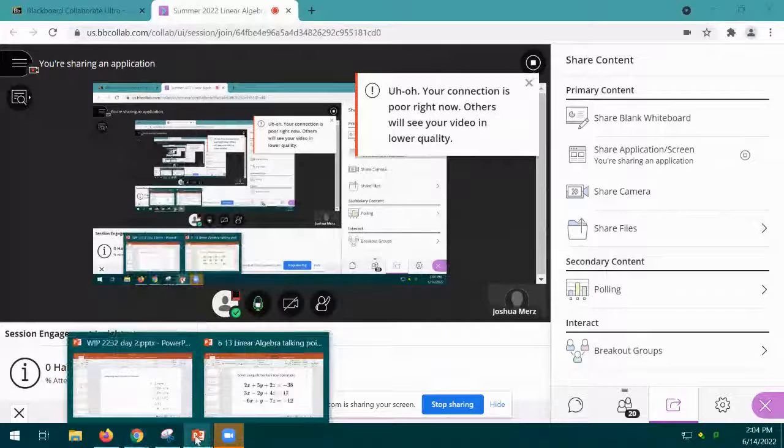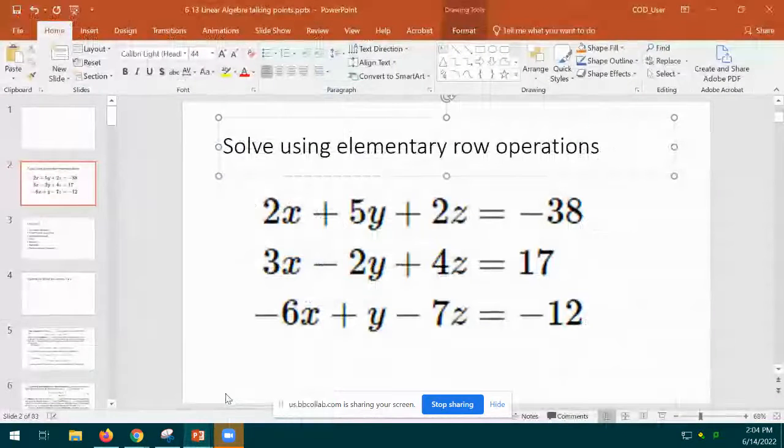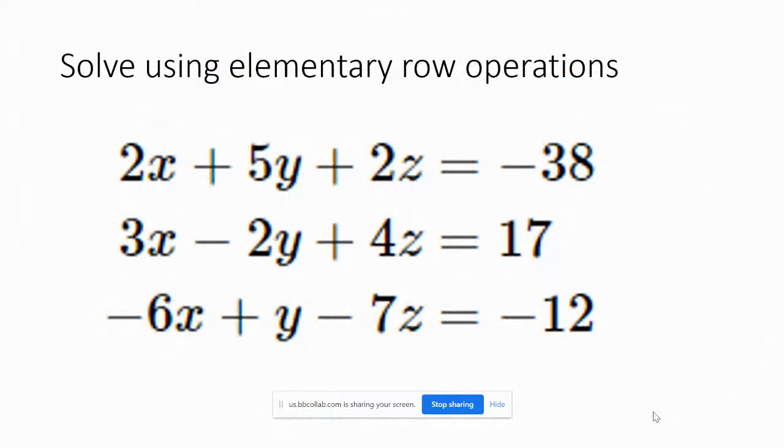Okay, so I am sharing my application screen with you again. I can see it says my connection is poor now, but we'll see if I can make it work. Now can you see it? Yes. Okay, great.